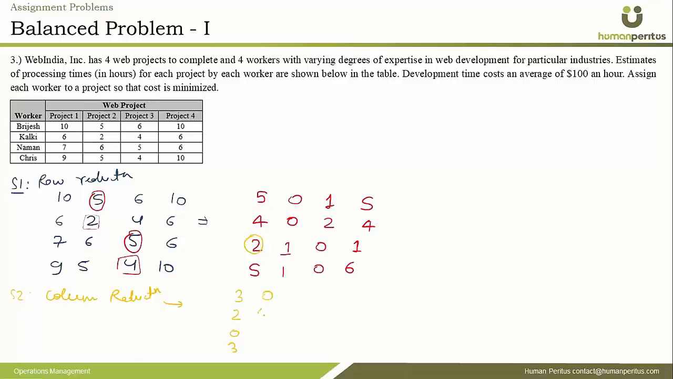The smallest value is 0, so we don't need to do additional maths. The smallest value again is 0. 1 minus 0 is 1. 2 minus 0 is 2. 0, 0. The smallest value here is 1. Again, we will do 4, 3, 0, and 5. So this is our opportunity matrix.